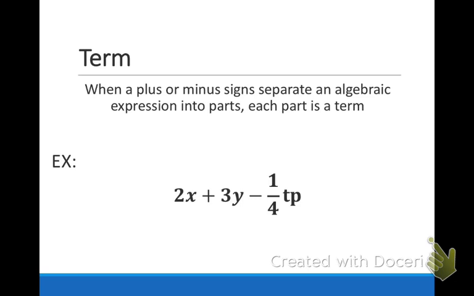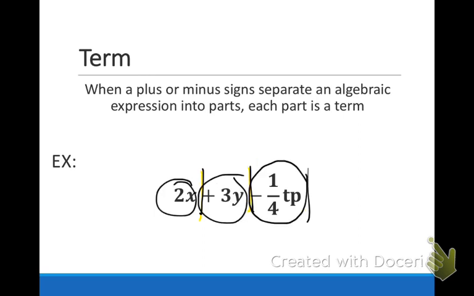A term is when a plus or minus sign separates an algebraic expression into parts. Each part is a term. So if I'm looking down here and I separate it by the plus or minus signs, those are the terms. 2x, 3y, and negative 1/4 TP are all different terms.